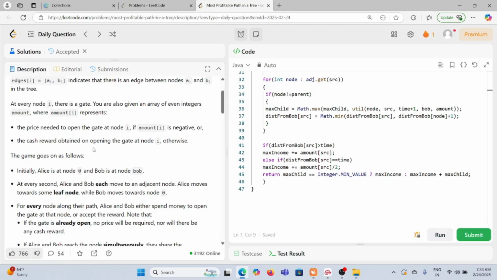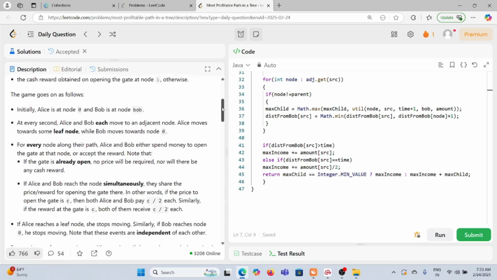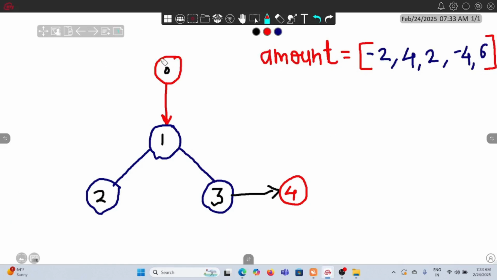The cash reward obtained on opening the gate at node i could be a negative value as well as a positive value. There are two people, Alice and Bob. You can visualize it like this. Suppose this is Alice, always standing on the very first node, basically the zeroth node, the root node.